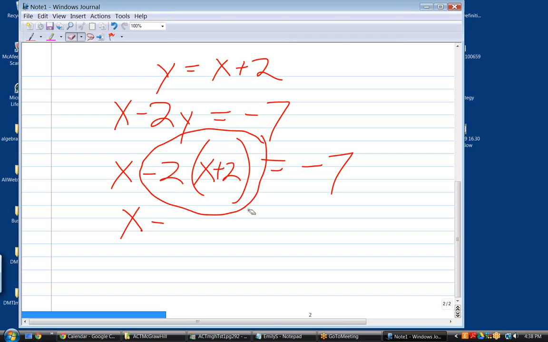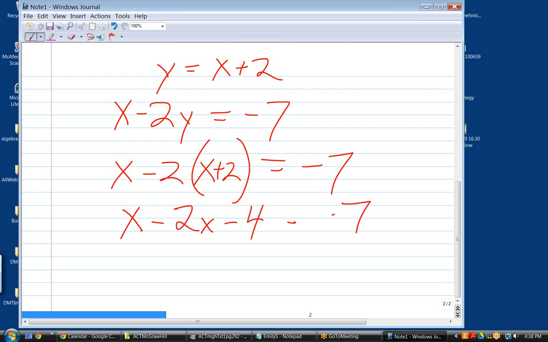When you're solving equations, you want to eliminate denominators and parentheses. So how do I eliminate the parentheses here? You multiply the -2 times x and the +2, so it's x minus 2x minus 4 equals -7. Okay, next step.